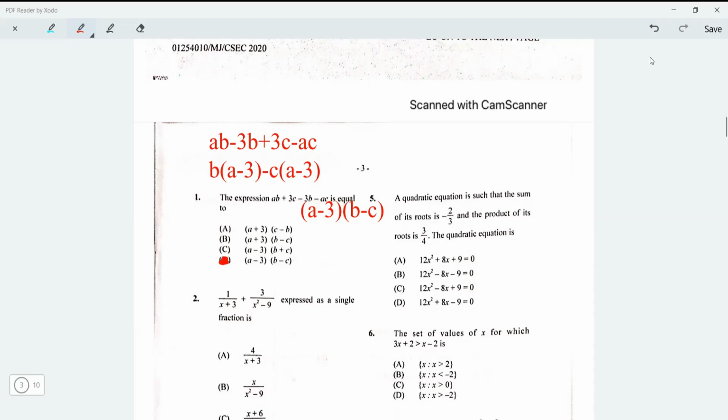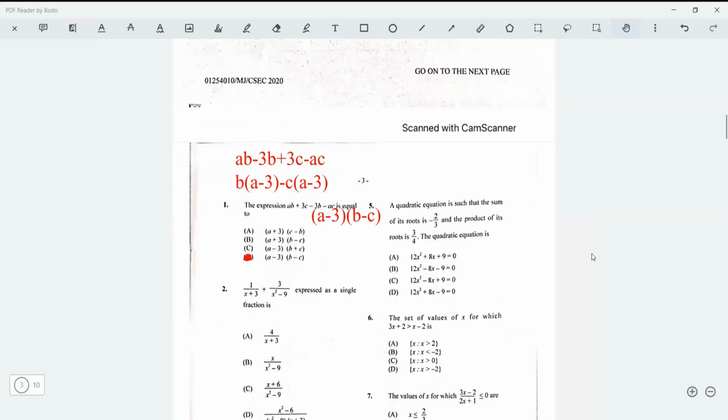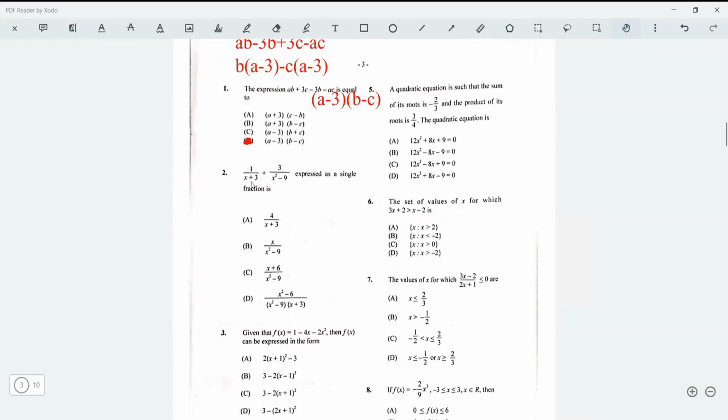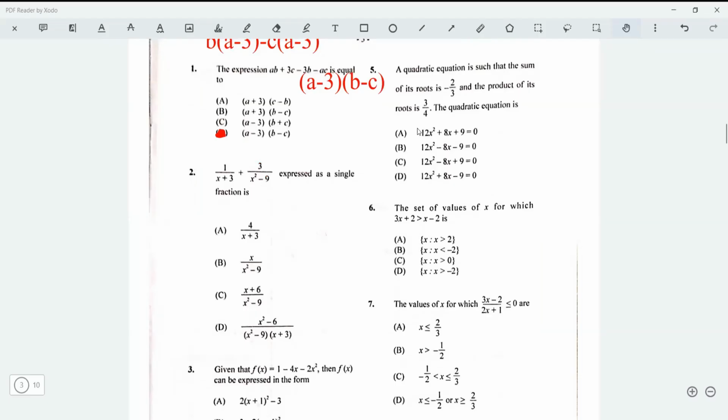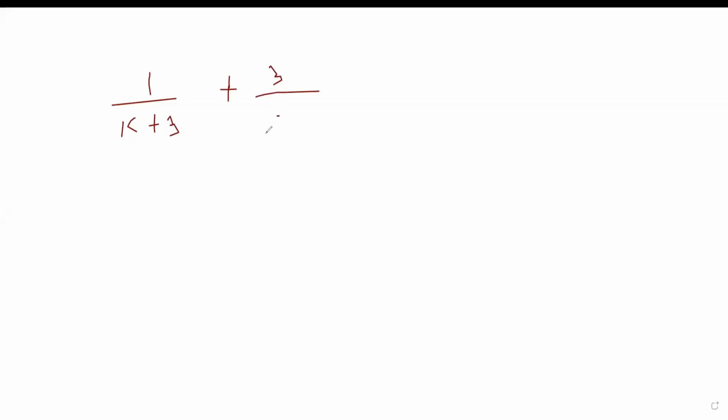Nice. Now the next part says 1 over x plus 3 times x squared minus 9. We need to express this as a single fraction. So let's do this on the whiteboard. We have 1 over x plus 3, and then plus 3 over x squared minus 9.